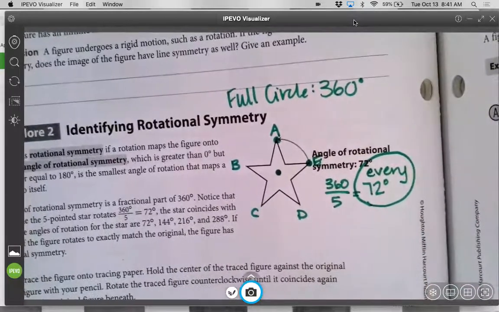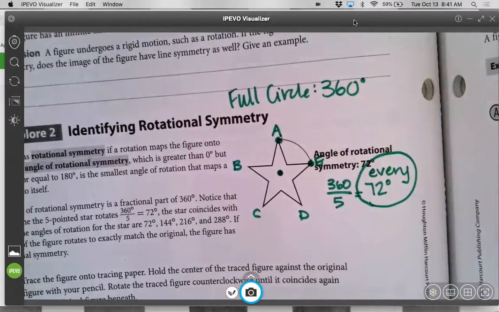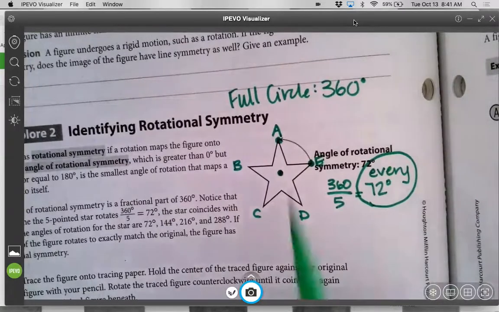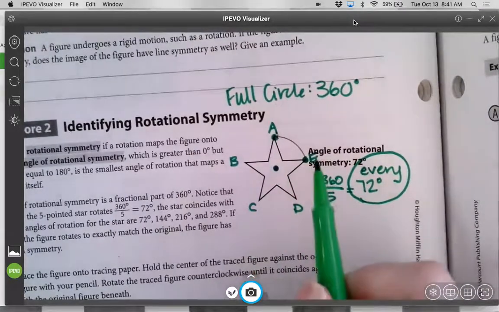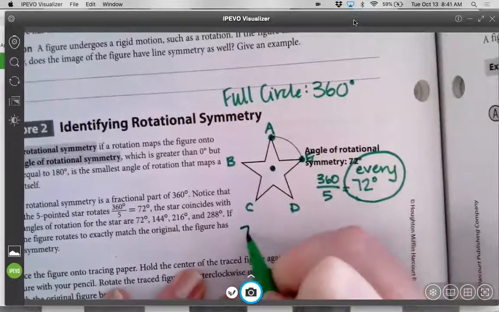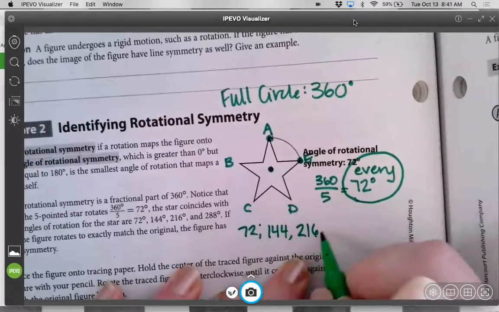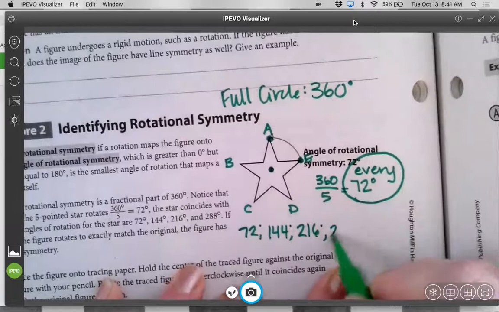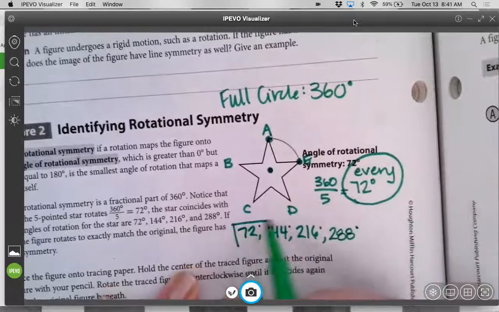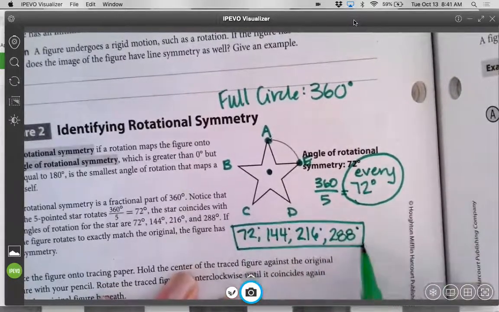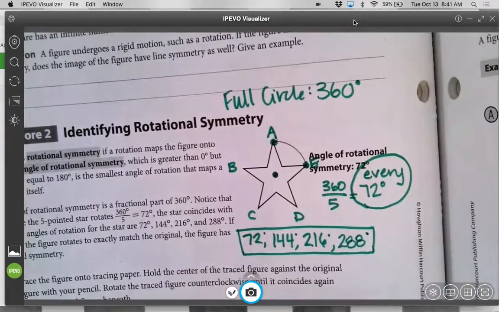Sometimes you'll be asked to list out from 0 to 360 all of the degrees of rotation that map the figure onto itself. And that just means how many different degree measurements will map one corner onto one of these others. So in this case, it would be 72, and 144, and 216, and 288, and the next one would be 360. So those would be all of the numbers from 0 to 360. But you can have numbers bigger than 360 as well. It just means that it has spun more than a complete circle.